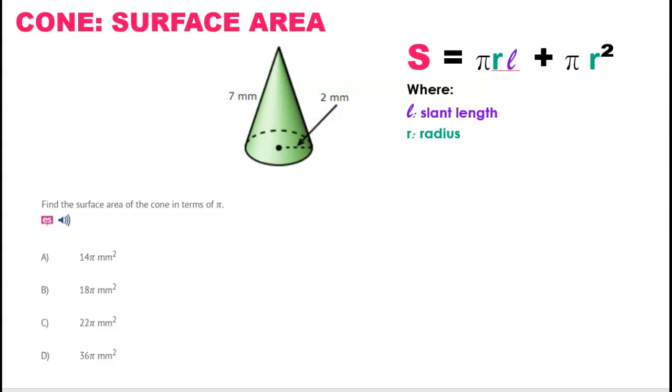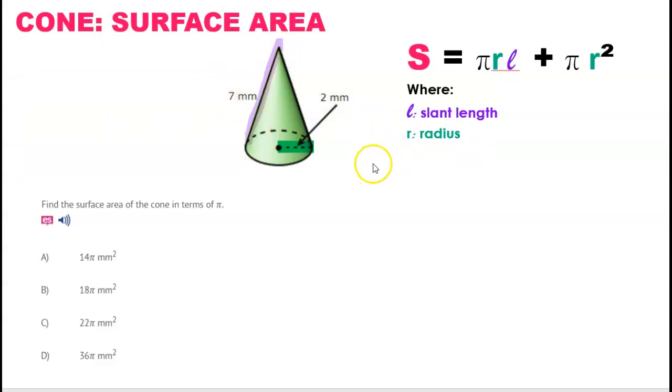So it says find the surface area of the cone in terms of pi. So look at our answer choices. They have a pi in there, okay? So we're going to leave pi in our problem. So let's just highlight the pieces that we need, okay? The radius they're telling us is 2. Awesome. Okay, and then the slant height is this 7.